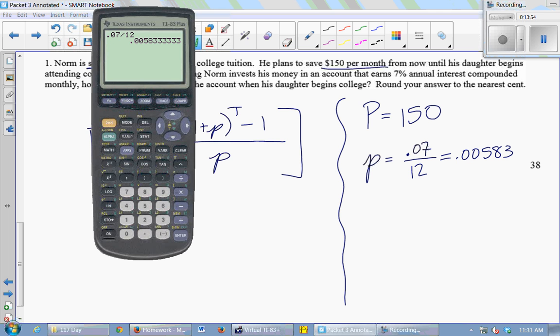So now you can either store this number in your calculator and use it exactly if you want to be really exact. But on the test, I'm not going to take off for being off by a couple of dollars for rounding. So if storing the numbers is just one more thing you have to learn for this test, don't bother. Just type this number in every time you need it.